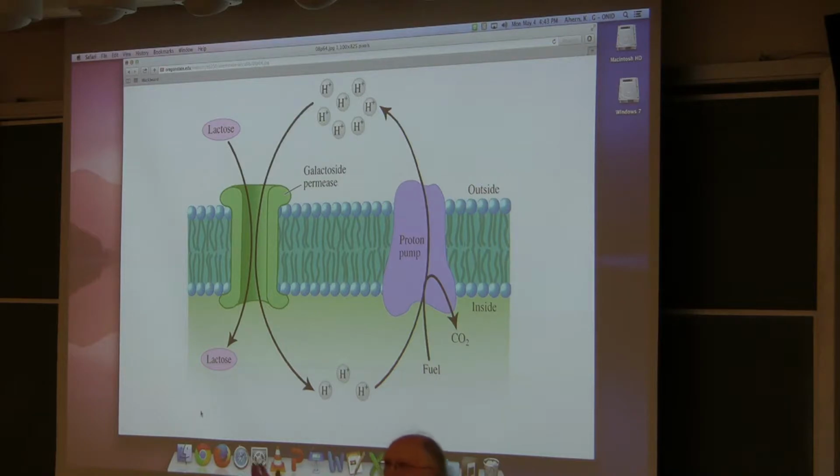Yeah, good question. Why does a cell even care? Why does a cell want to do this? This is a bacterial cell, and lactose is a sugar that's a source of energy. So it wants that lactose so it can break it down and get the energy out of the lactose. Yep. Yes?